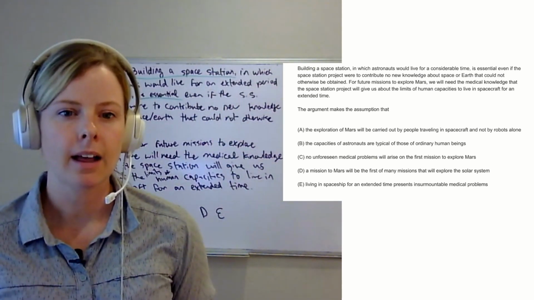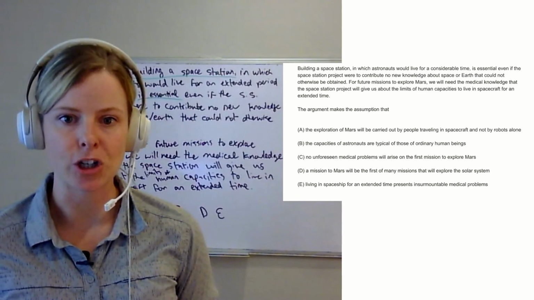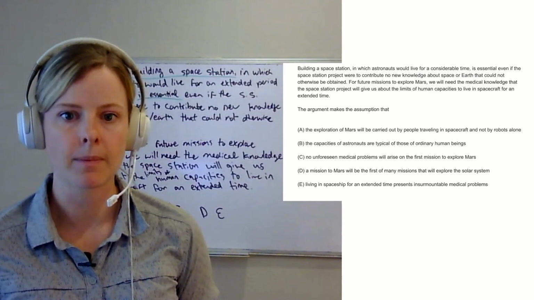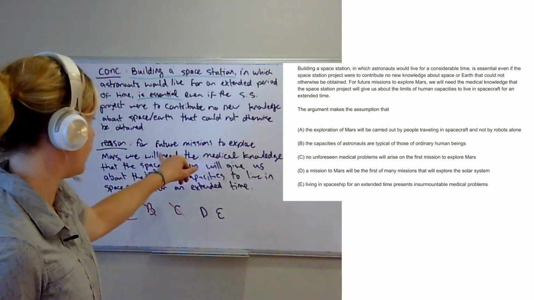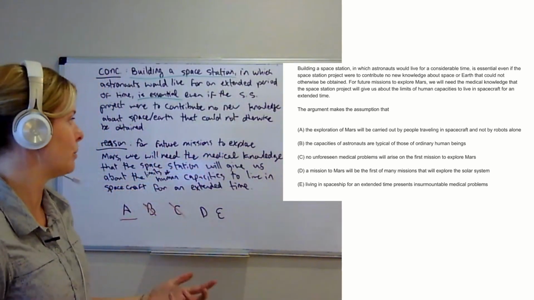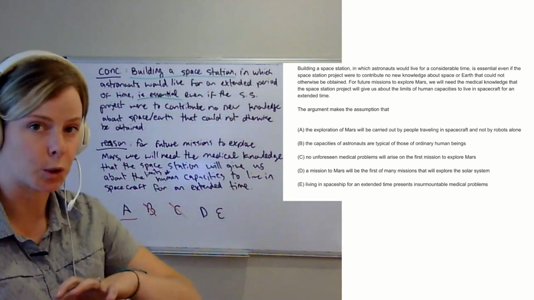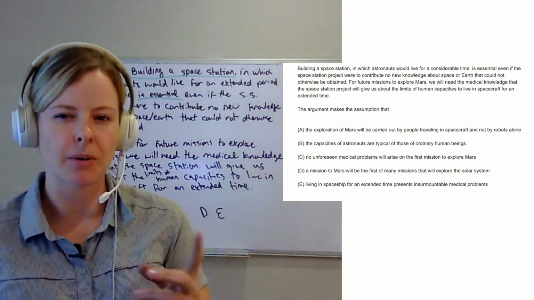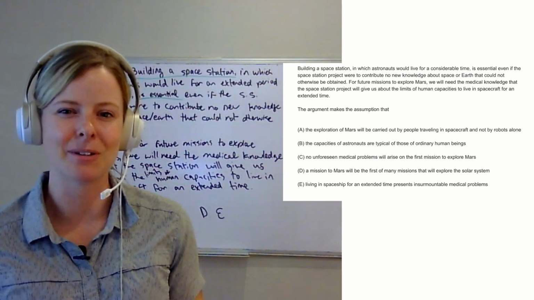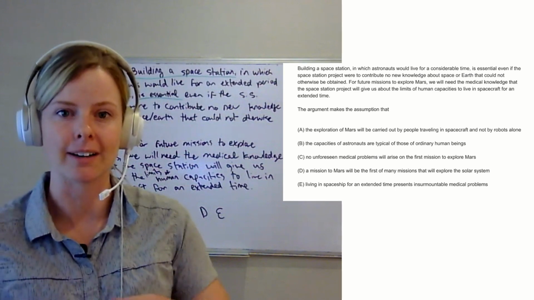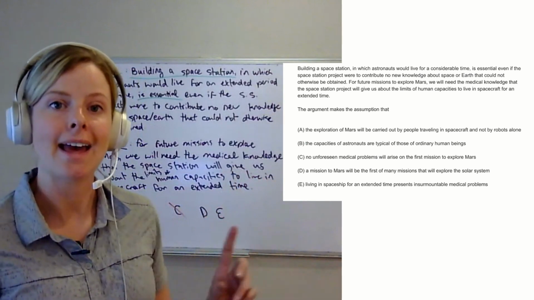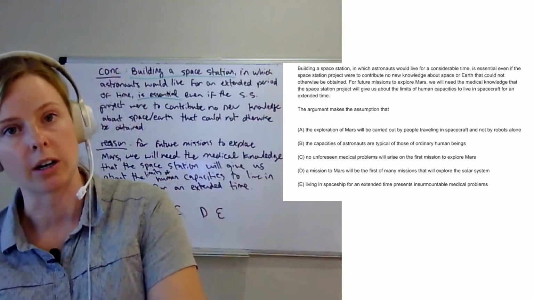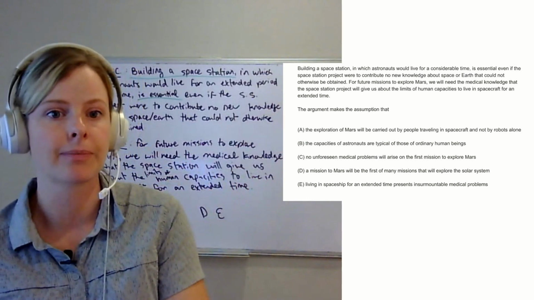D, a mission to Mars will be the first of many missions that will explore the solar system. Now, notice here that the author cares particularly about future missions to explore Mars, not to explore the rest of the solar system. So that stands out where we really don't need to assume that we're going to be exploring the rest of the solar system. For the author, it's enough to say, hey, we need this space station so we can go explore Mars itself.